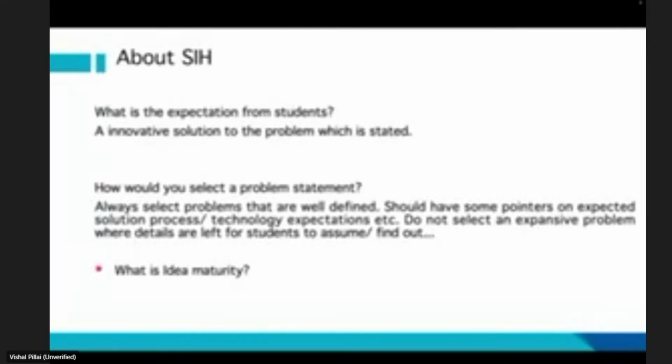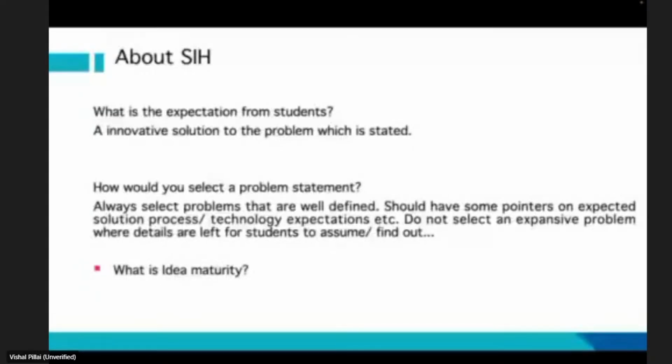Okay, so what I just said is, how would you select a problem statement? You will always select a problem statement which is well defined. It should have some pointers on expected solution, process, technology expectations, etc. Do not select an expansive problem statement.